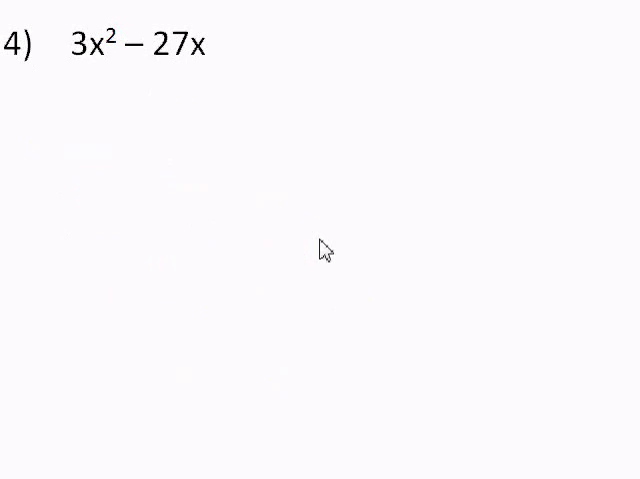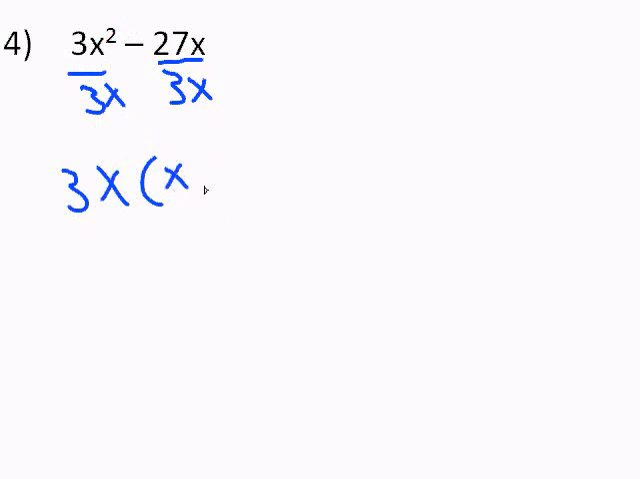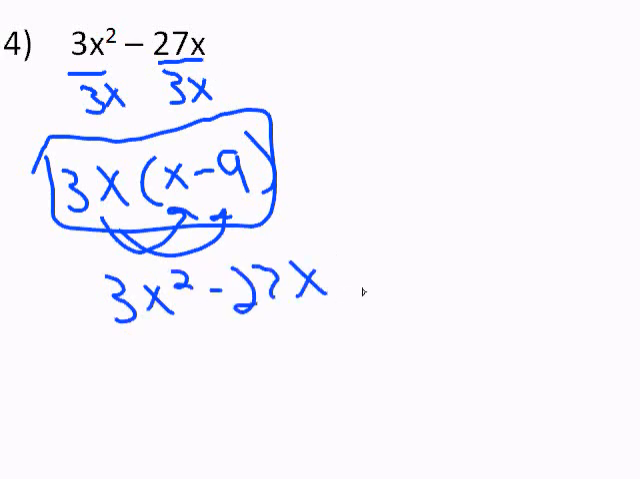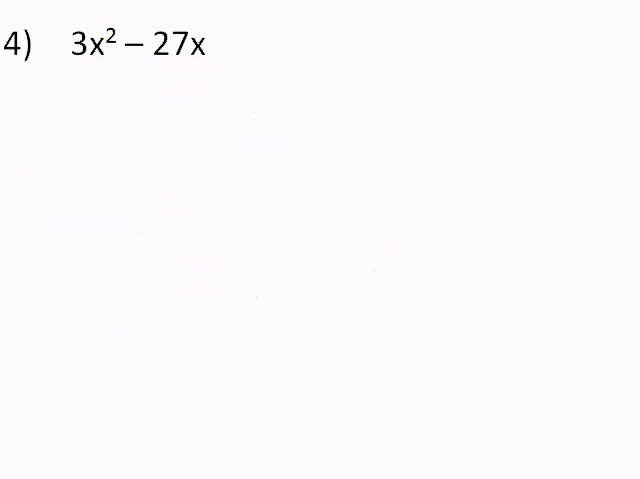For this example again, you notice you only have two terms, which makes it a lot easier. Both of our terms are divisible by 3, and also x squared and x are both divisible by x. So we get 3x, and 3x squared over 3x is just x, minus 27 over 3 is 9, and the x over x cancels out. We can check our answer by distributing the 3x, giving us 3x squared minus 27x, which is our original expression, so the answer checks out.